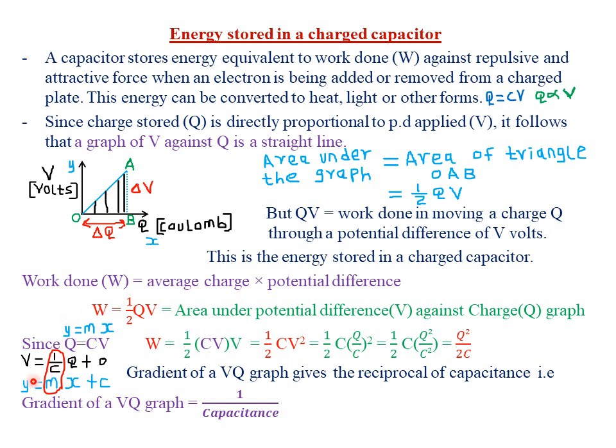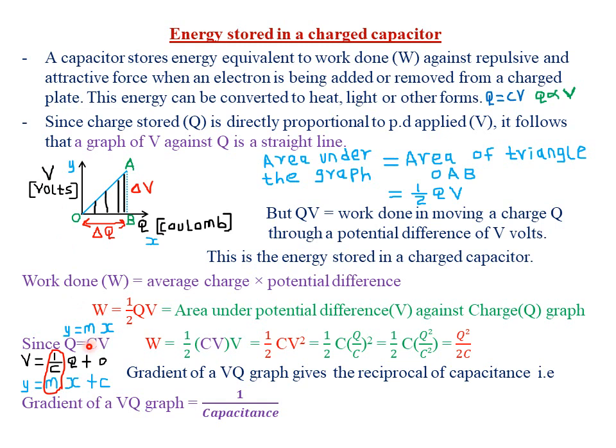Of course, from math, you did say that the equation of a straight line graph will always be y is equal to mx plus c, where m is the gradient and c is the vertical intercept or the y-intercept. So in this case, I want to play around with Q is equal to CV such that it comes to this format. So I'll simply make V the subject of the formula.